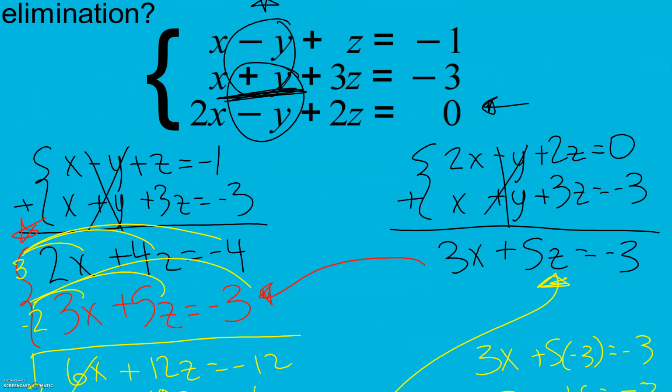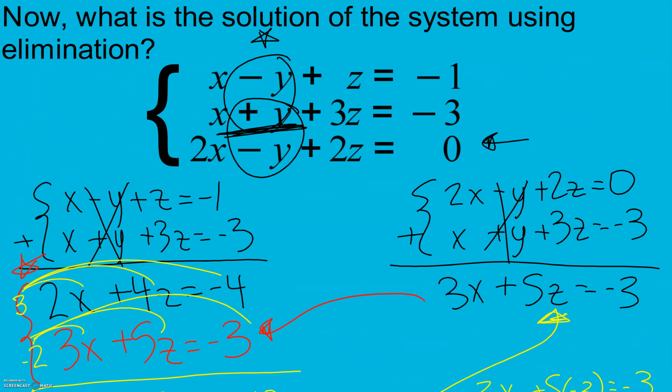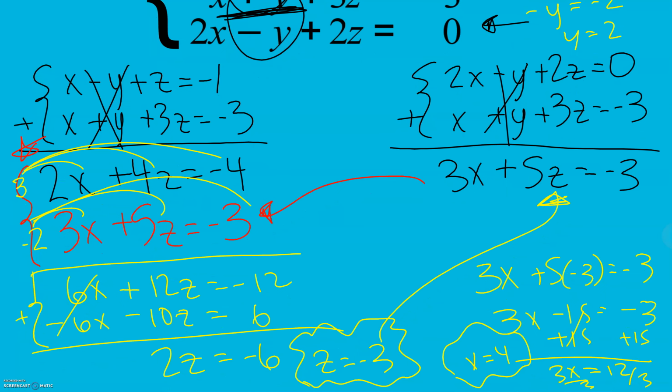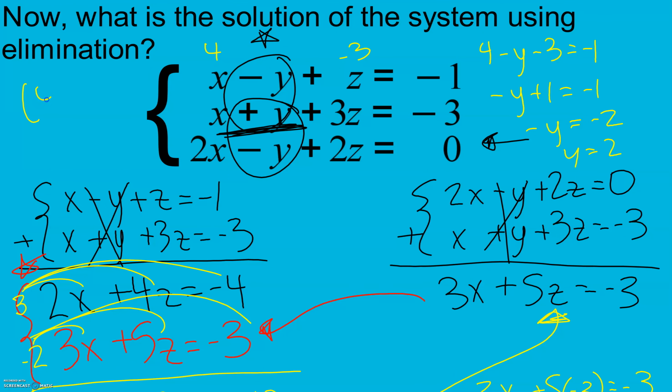Now we can substitute those back in. x is 4, z is negative 3. So I get 4 minus y minus 3 equals negative 1. And we could have plugged them into any equation here. Subtract and divide. And I get y equals 2. So 4, 2, negative 3 is my ordered pair. x, y, z.